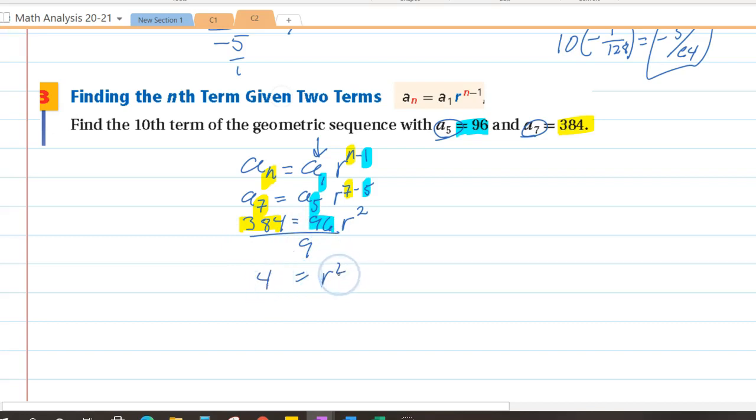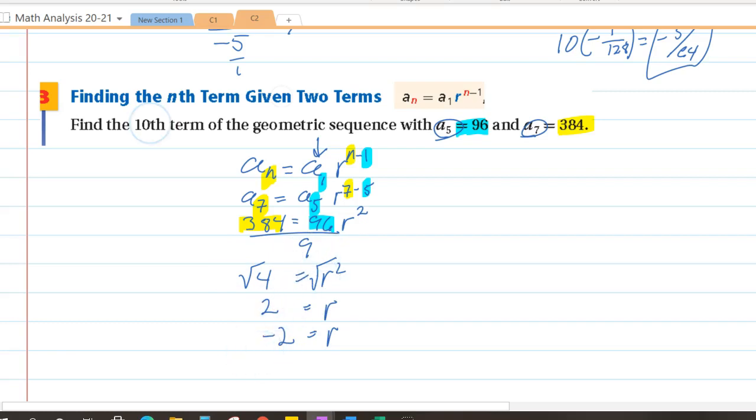The opposite of squaring something is square rooting. What I do to one side, I do to the other. r is equal to, and if you said 2, you're wrong. r is equal to 2 or r is equal to negative 2. Remember, whenever I'm taking a square root, I have 2 possible answers.